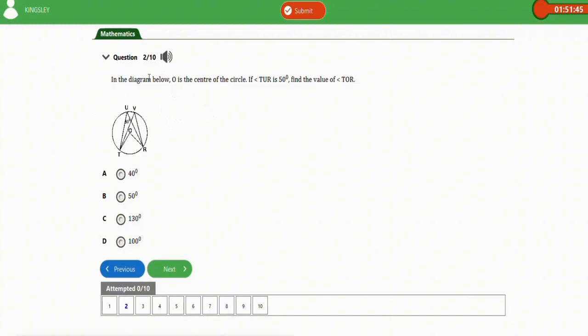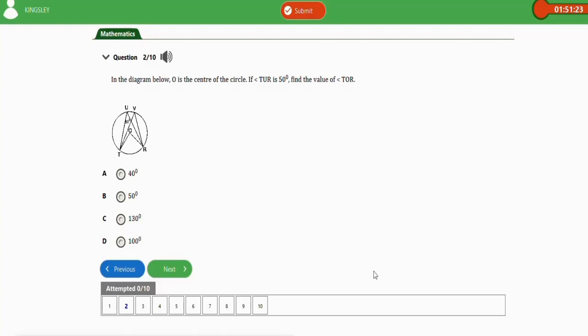It says in the diagram below, we have the center O of the circle. If angle TUR is 50 degrees, find the value of angle TOR. So basically, they are looking for the size of the center of this circle, which is the size of O.